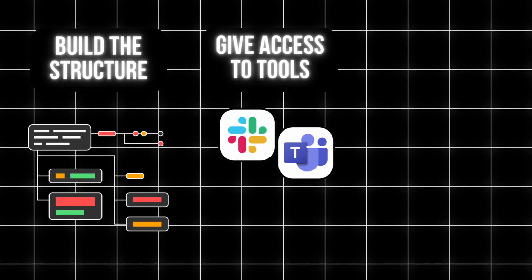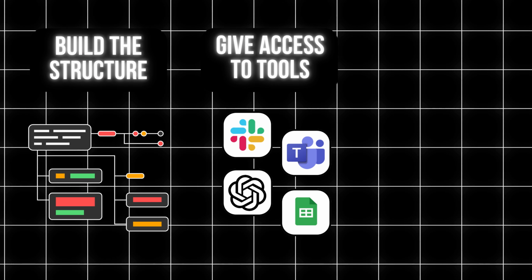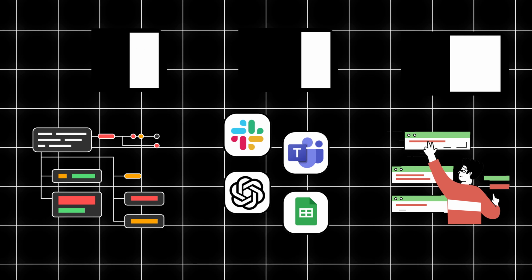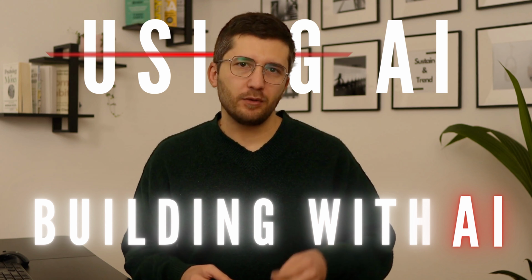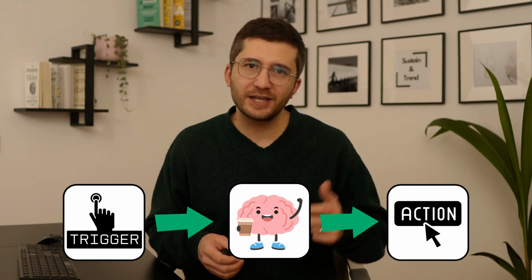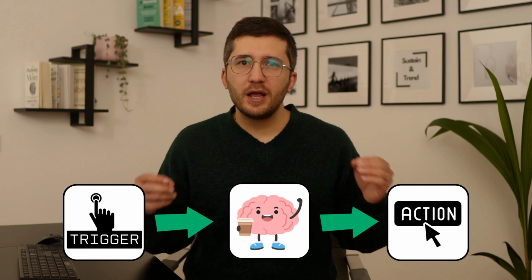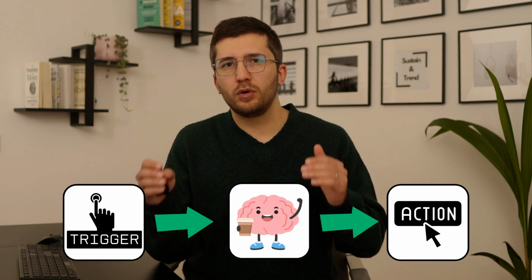Step 2, give it access to tools. And step 3, test and refine. By the end of this video, you will go from using AI to building with AI. Let's quickly explain what an AI workflow is. An AI workflow is simply a sequence of 3 parts: trigger, brain, and action. This is the entire structure, the blueprint every workflow follows.